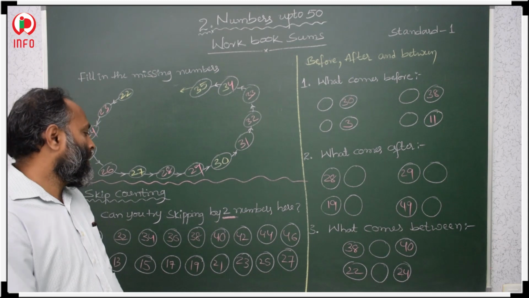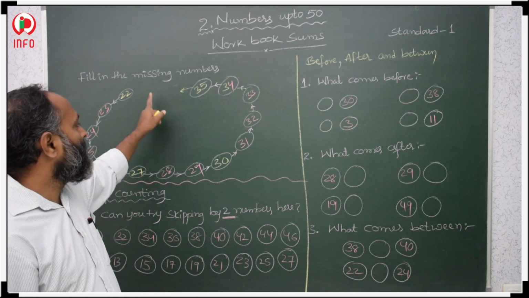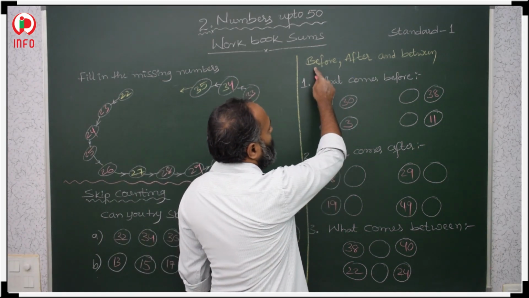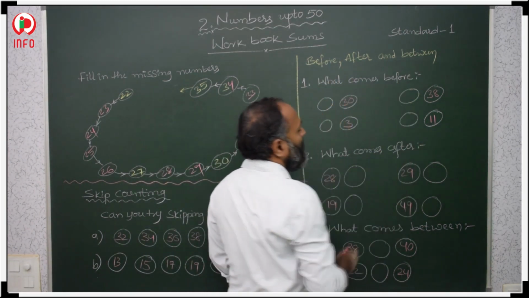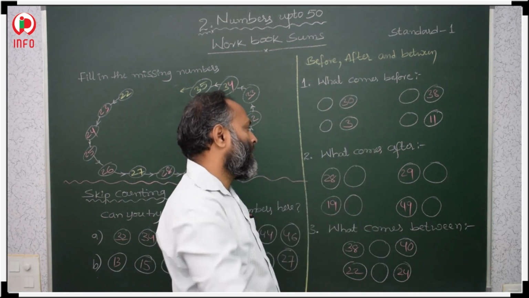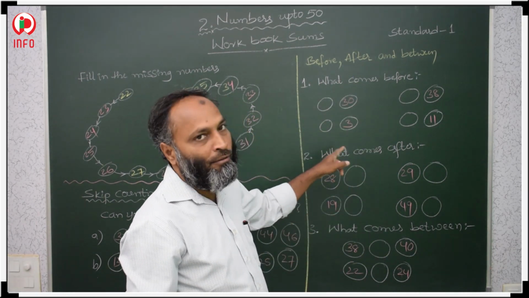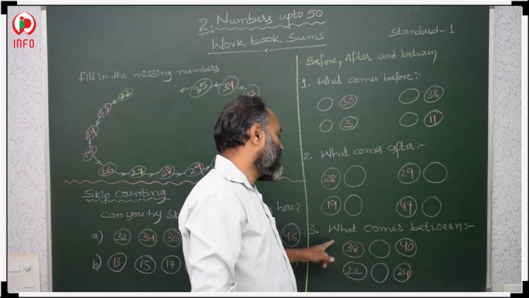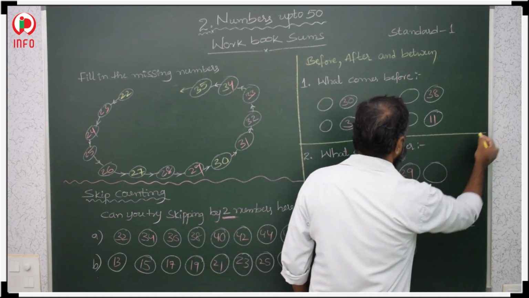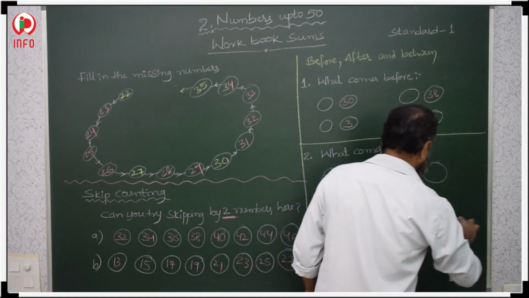Okay, then skip counting is over and missing numbers. In the next section, before, after and between numbers. In the first part we have to write the before number, in the second part we write the after number, and in the third part we write the between number. Okay.